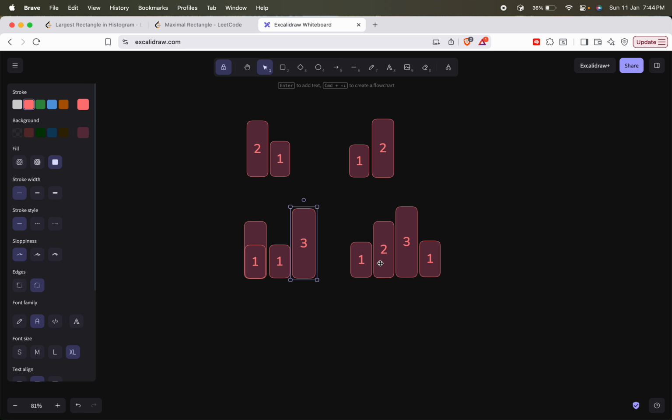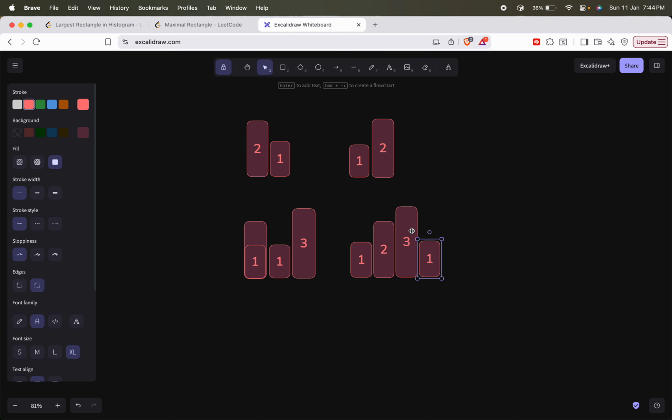Okay, 1 2 3. Let's take this 1 followed by 2. Let's say if 3 comes here, that means 2 can be extended towards its right and 1 can also be extended towards right. So both can be extended. Okay, so let's say after 3 we have encountered 1. Now 3 cannot be extended further. That means we have to remove 3.